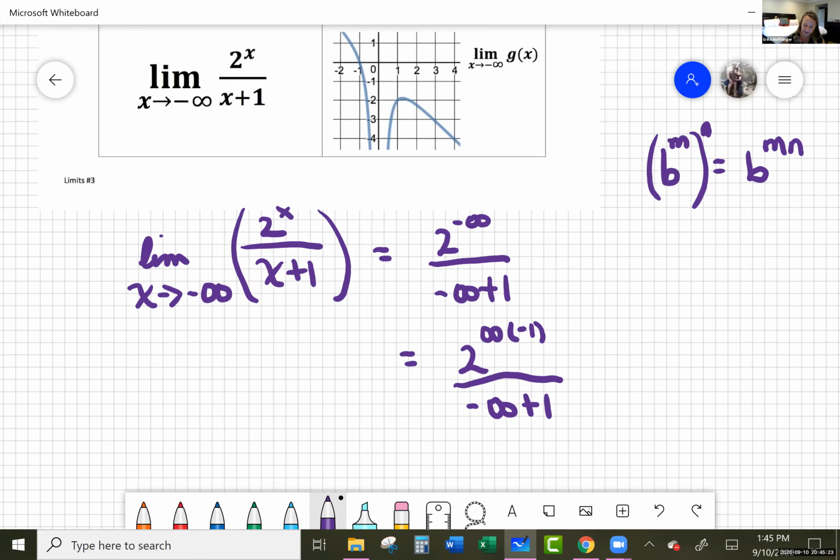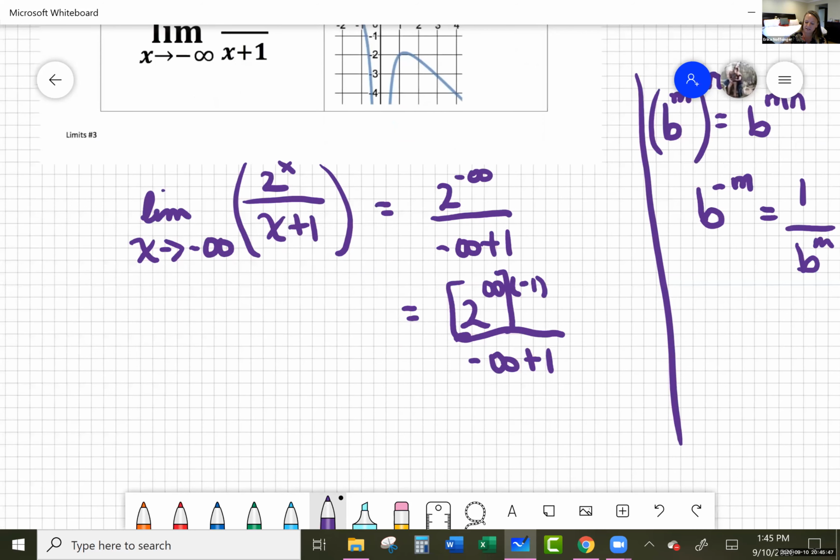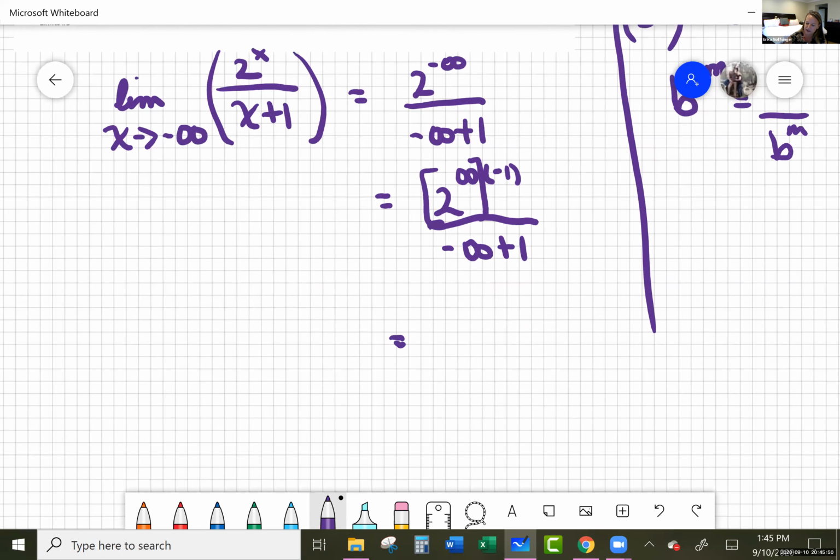Okay, let's look at it this way then. I'm going to put brackets around this. Now I want to look at another fact of exponents. Rules of exponents are really helpful in this class. Remember that if you have a negative exponent in the numerator, we can bring it down into the denominator and make that exponent positive. So this is going to equal 1 over 2 raised to the infinity, all over negative infinity plus 1.